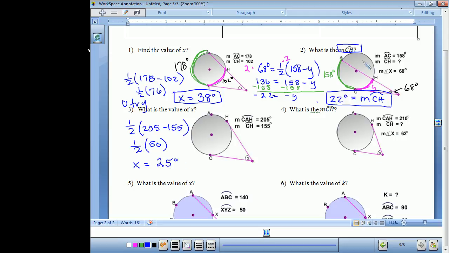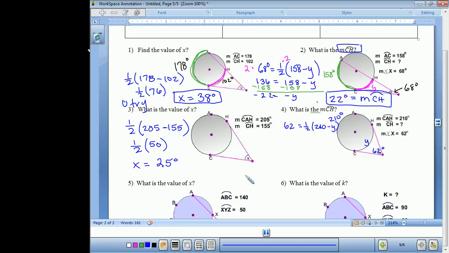Okay, so this one is very similar to number 2. Even though this time it's formed by two tangents, we know that CAH is 210. We don't know this, so you could call it Y again if you wanted to. And we know that this is 62. So we know that 62 is equal to half of 210 minus Y.